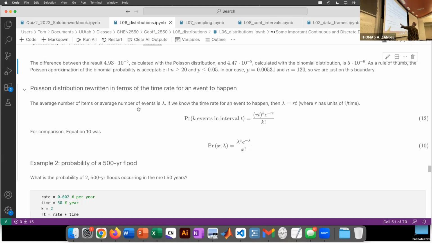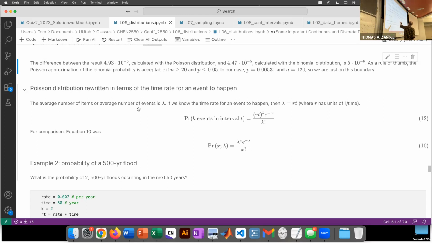And so if we rewrite that, lambda is the average number of events that we would expect to see over many, many trials. If we know the time rate for an event to happen, then we can rewrite lambda as r times t, where r is the average rate, and t is the time period. Then our Poisson distribution for k events in interval t is given by this equation 12. This could be, again, the number of people that are going to arrive in line at Trader Joe's on Sunday afternoon or something.